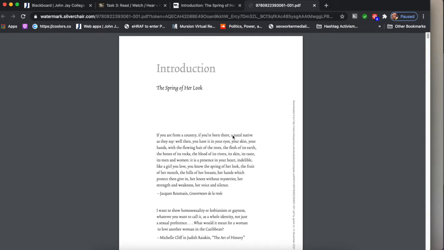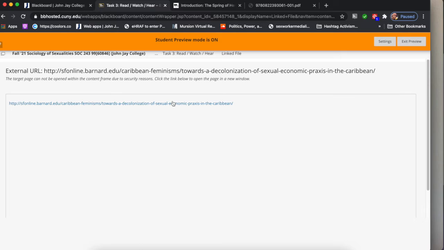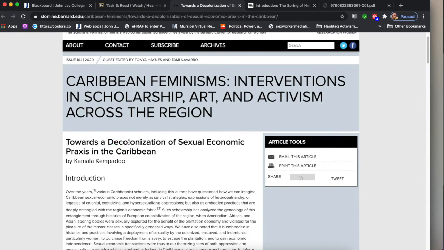Although this chapter is focused on representations in literature, right, in books and things that we read, you can often think about this as an analysis of material culture, an example of how these norms around gender, sexuality, and race are embedded in literature that we read, that we consume, that might inspire us or guide us or even upset us. Then 2 more academic readings. One from Kempadoo is a piece about decolonizing the sexual economic praxis in the Caribbean. So there's a lot of big words here, right?